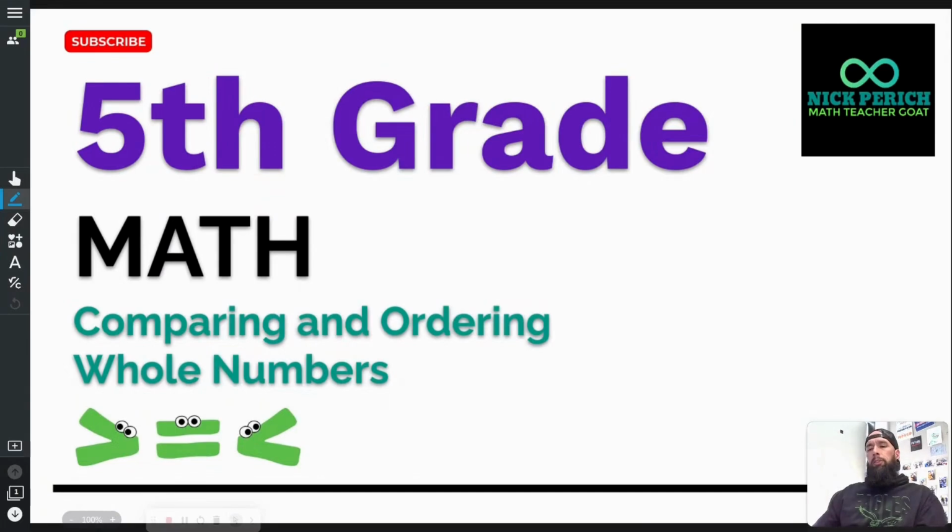Today in 5th grade math land, we are comparing and ordering whole numbers. Look at the silly little alligators. I wonder if they mean anything. I guess we'll find out.